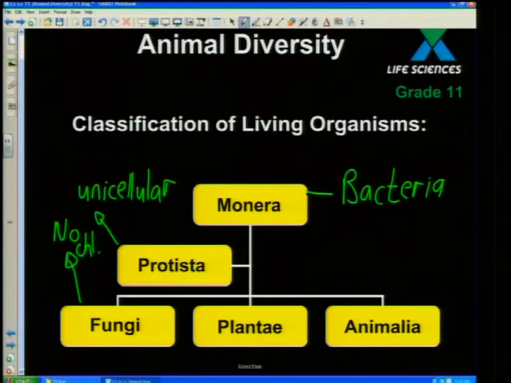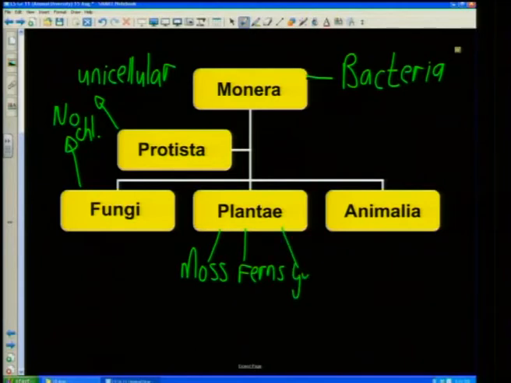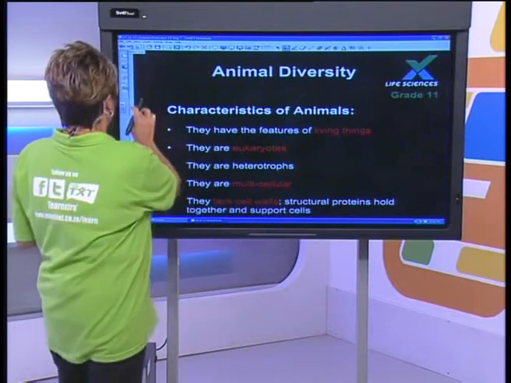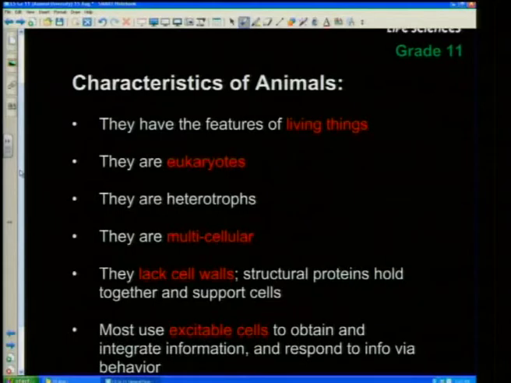Then we looked at the whole group of plantae. If you can remember what we did there, we started off with the moss plants, which was bryophyta. We did the ferns, which was pteridophyta. We did gymnospermae, which was the pine tree, and then we did the angiospermae, which was the flowering plants. All right, and today we are going to focus on the group of animalia. First of all, we have to look at the characteristics of animals and see why this group of animals belongs to the kingdom Animalia.